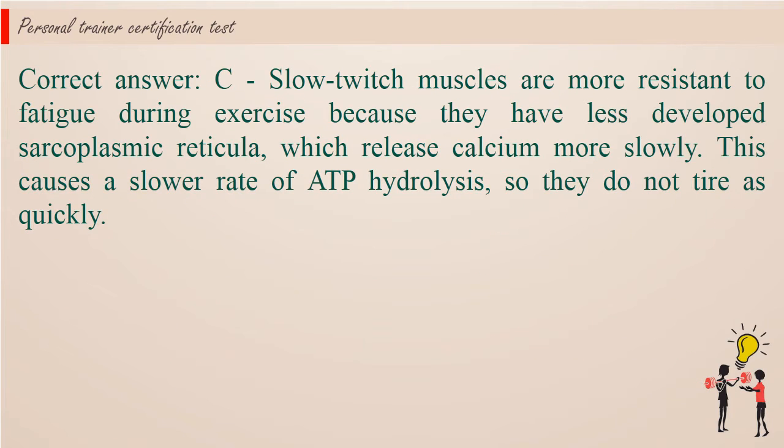Correct answer, C. Slow-twitch muscles are more resistant to fatigue during exercise because they have less developed sarcoplasmic reticula, which release calcium more slowly. This causes a slower rate of ATP hydrolysis, so they do not tire as quickly.